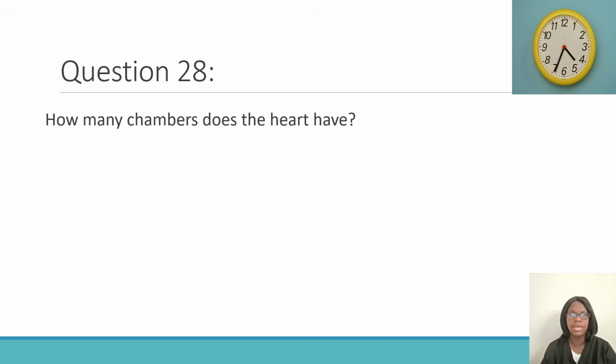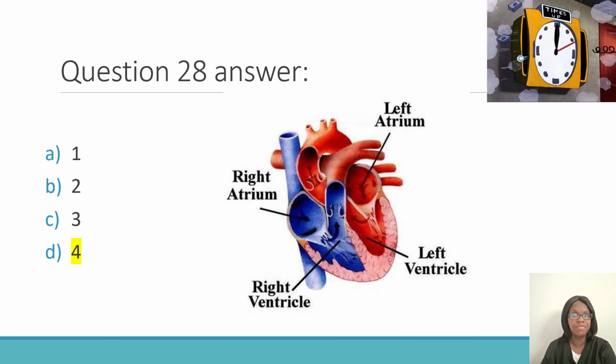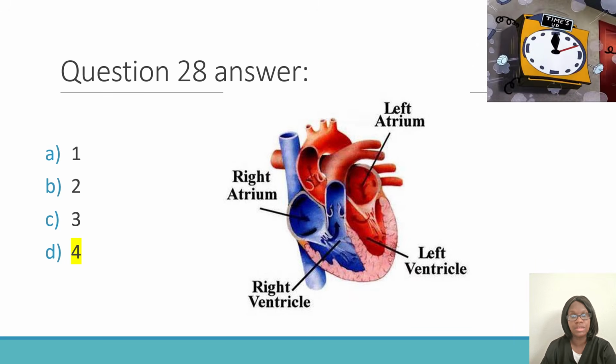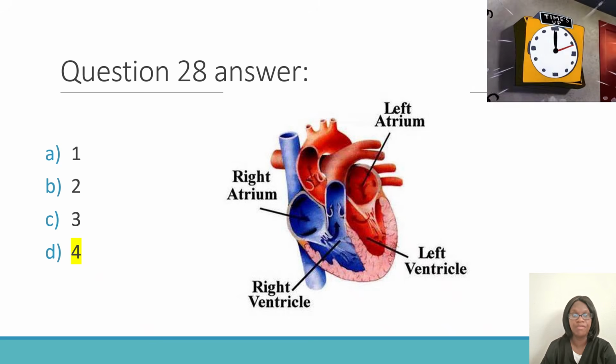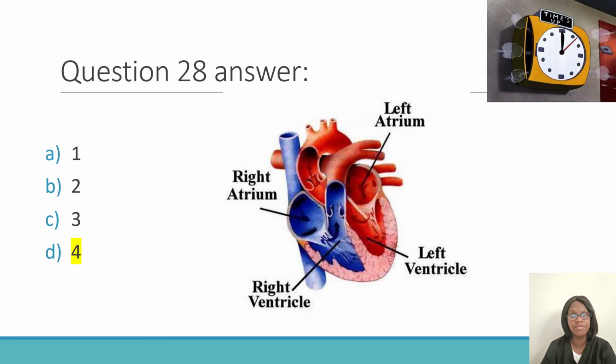Question 28. How many chambers does the heart have? A, 1, B, 2, C, 3, or D, 4? All right, the correct answer is D, 4. The chambers of the heart are the right atrium, right ventricle, left atrium, and left ventricle.